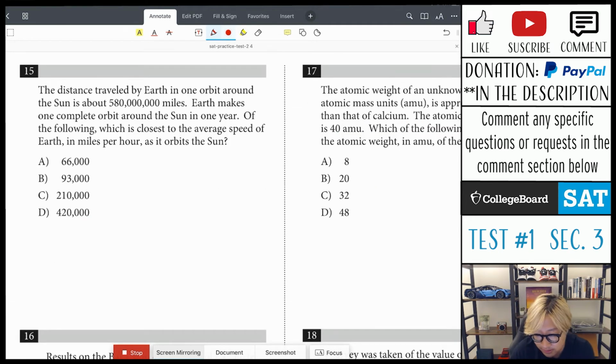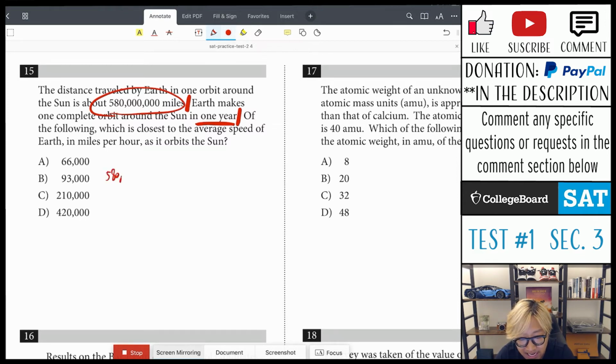Number 15, the distance traveled by Earth in one orbit around the sun is about that many miles, 580 million miles. Earth makes one complete orbit around the sun in 1 year. So they do that in 1 year. Of the following, which is close to the average speed of the Earth in miles per hour as it orbits around the sun? So first of all, it's already given in 580 million per year. I just want to turn it into per hour.